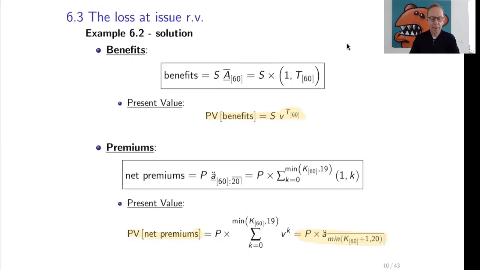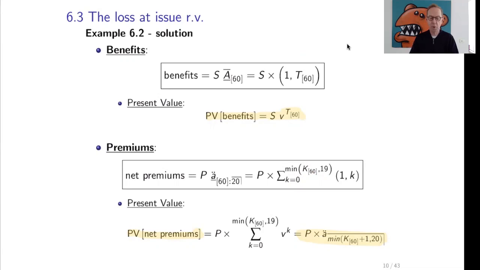What are the premiums? The net premiums, as we have just seen, are a series of premiums according to a term life annuity. We pay a premium at age 60, 61, until age 79, each time conditional on the survival of the insured of age 60. Or if we write that in terms of cash flow, there is a premium P at any time k, where k goes from 0 until the minimum of K60 and 19. So maximal a payment until time 19, but it stops earlier if the insured dies before time 20.